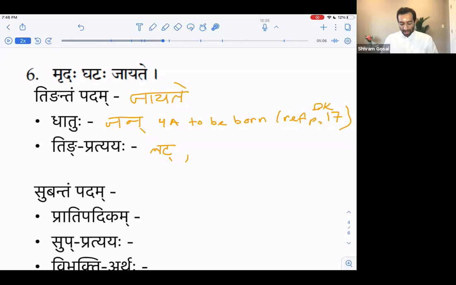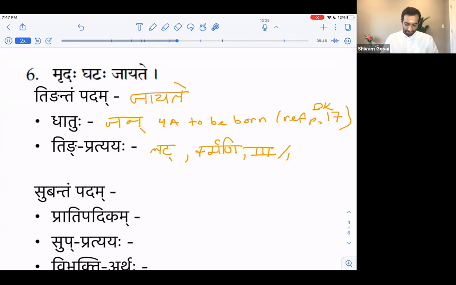But how we know what it is, you just think of the word, right? To be born, right? Something is born that has that karmani sense to it. Right? Rama is born. It's not Rama borns something. You can't born. So it can't be kartari, right? Because you can't born something, it can't point to the doer. So what I took this as is karmani prayoga. Right, so you can see that in there. Pratama purusha ekavachanam. So something is born.